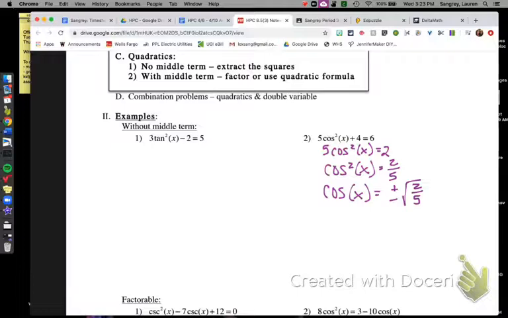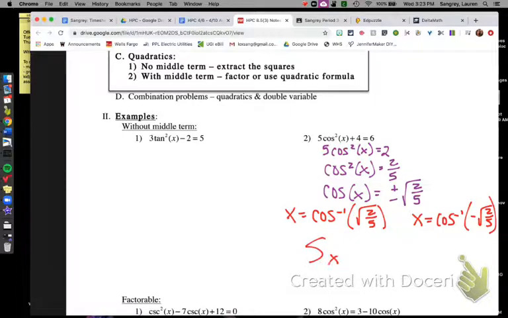So now we're going to be typing 2 different problems into the calculator. We have the inverse cosine of positive root 2/5, and then we have inverse cosine of negative root 2/5, and those are going to give you your 2 answers. Once those go in the calculator, you should get 2.26 and 0.89.